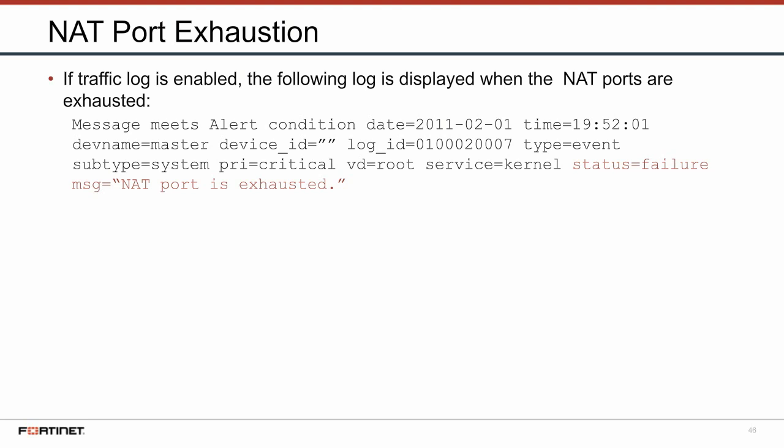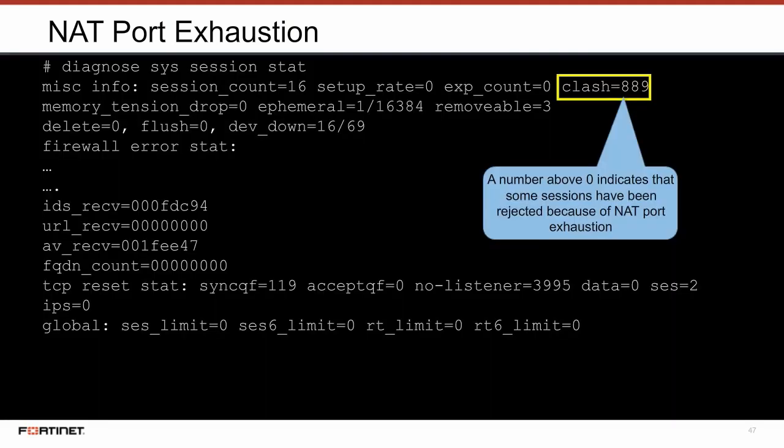To receive important logs like this one, you must make sure that the necessary logging is enabled. On the FortiGate GUI, click Log and Report, Log Settings, to check that the default setting, logging to disk or memory, is activated. NAT port exhaustion is also highlighted by a rise in the clash counter from the diagnose sys session stat command.